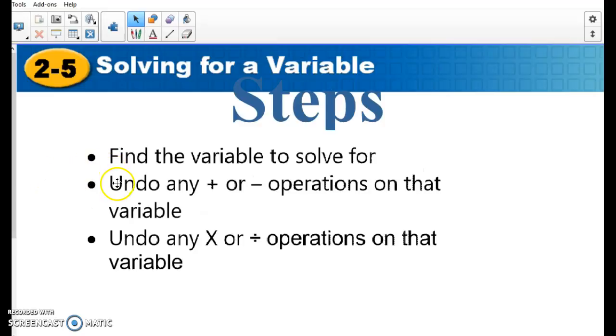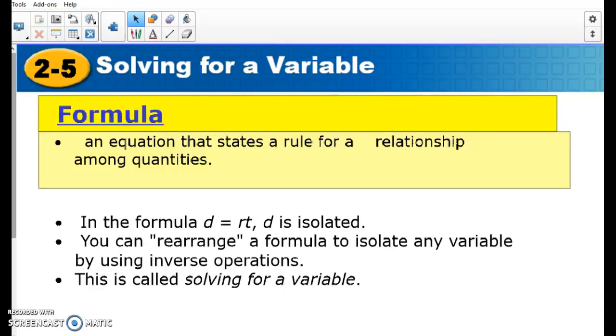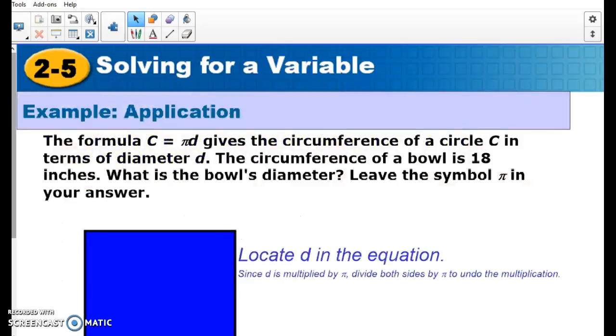Okay, so same thing, we're going to undo any of those operations. Like I said, we're doing the opposite. So if it says plus x, we're going to minus x. If it says minus x, we're going to plus x. Same thing with multiplication and division. If it says multiply by x, we're going to divide by x. If it says divided by x, we're going to multiply by x. So still doing the opposite. Nothing is changing except for the fact that there are variables there instead of numbers.